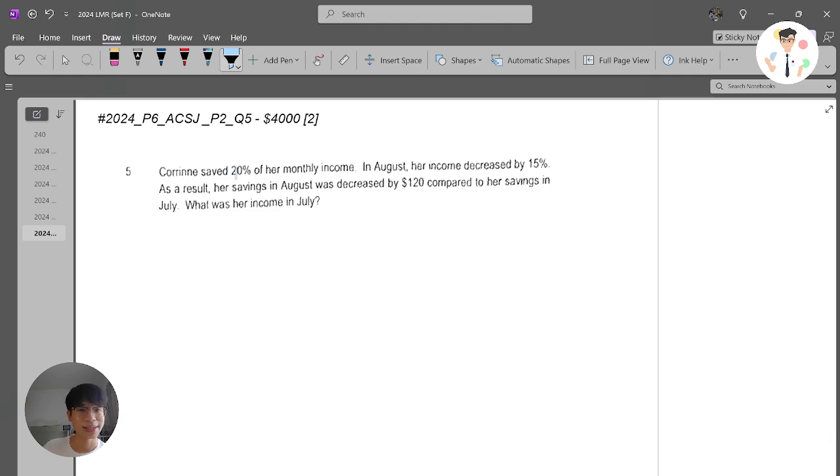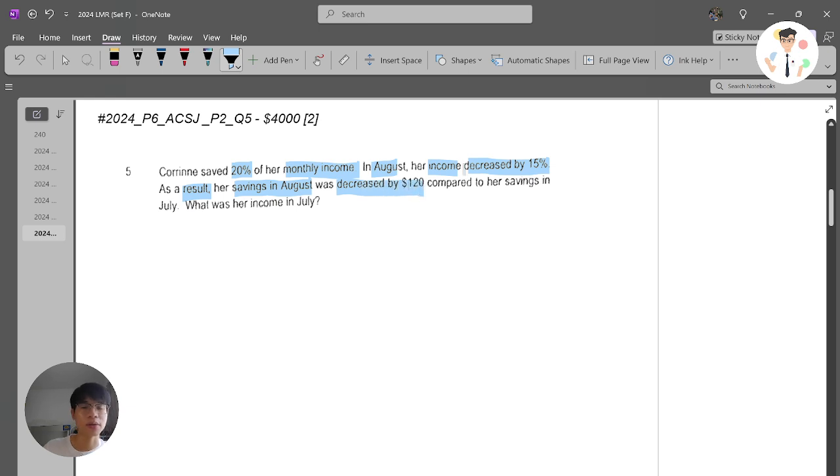Now, this Korean saved 20% of her monthly income. This is what she always does, right? 20%, 20%, 20%. However, in August, her income decreased by 15%. As a result, her saving in August was decreased by $120 compared to her saving in July. What was her income in July?